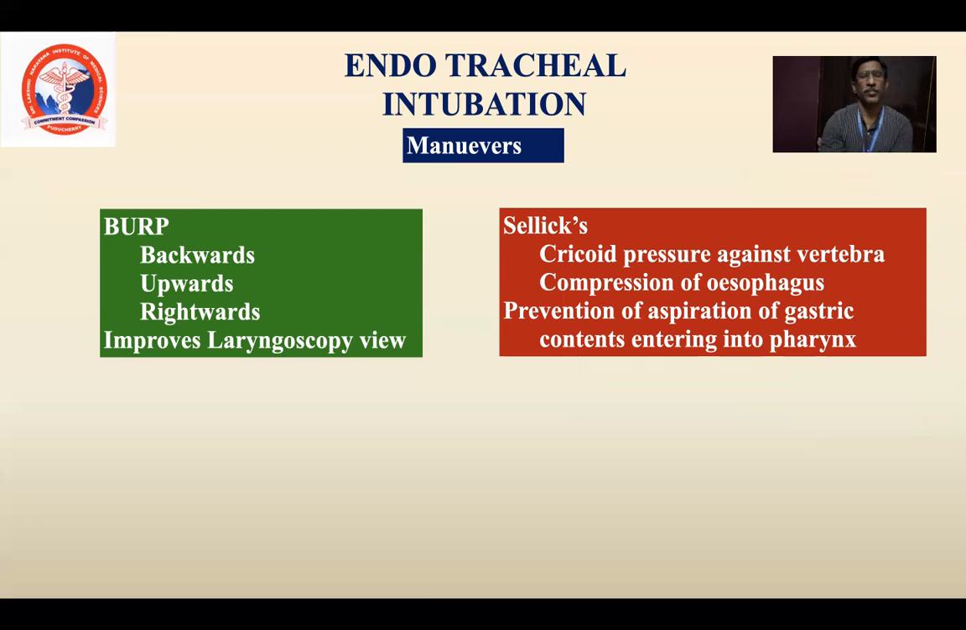The BURP maneuver is called backward, upward, and rightward pressure. This pressure improves the laryngoscopy view. While the Sellick's maneuver is the cricoid pressure against the vertebra. It compresses the esophagus and prevents aspiration of gastric contents entering into the pharynx.